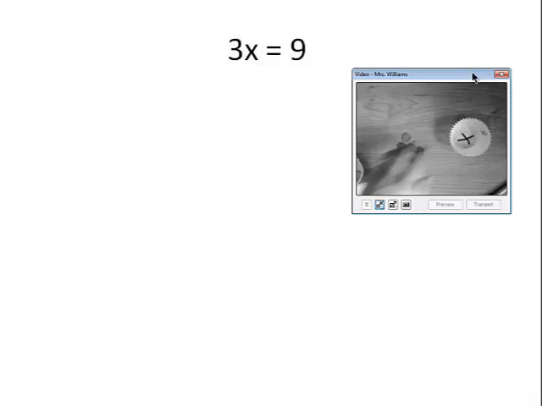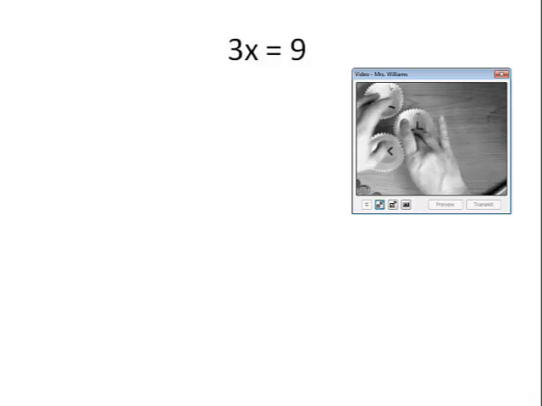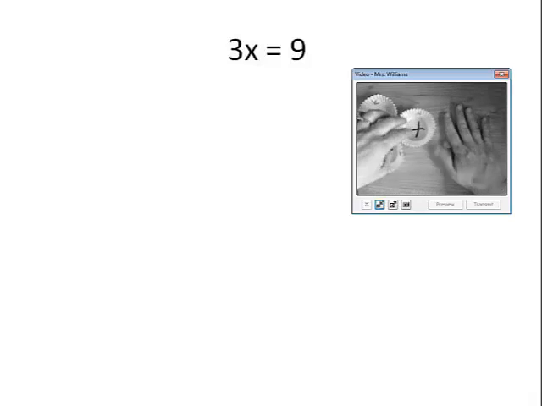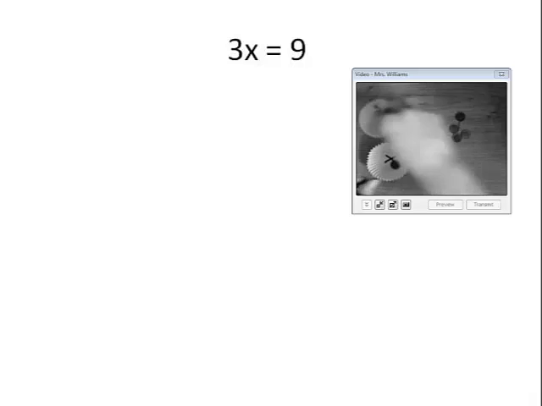Okay, let's do another multiplication one. Here we have 3x is equal to 9. So we have 3 x boxes, 9 pennies. Okay, so this represents our problem. 3x is equal to 9. And we don't have any constants here to worry about. We always deal with the constants first, but there are none. So what we do is we just divide those pennies up evenly into our x boxes.